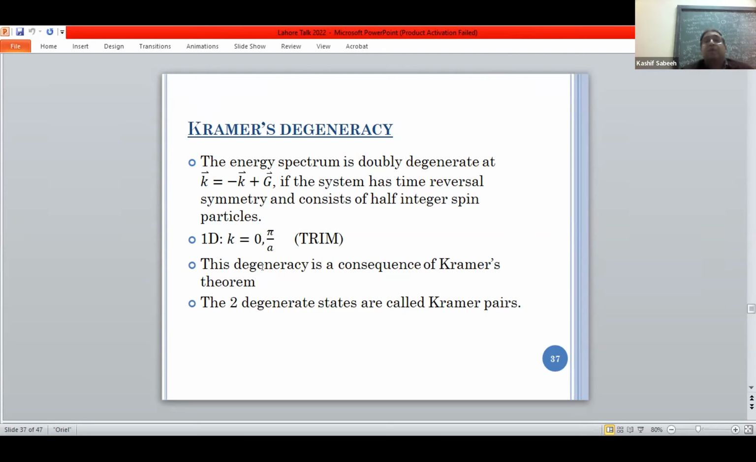So there's a degeneracy which is a consequence of Kramers' theorem. There are 2 degenerate states which are called a Kramers pair. This is what I said. So in 1 dimension you have 2, in 2 dimensions you have 4. So it always goes as 2 to the power of the dimension. In 3 dimensions you have 8 time reversal invariant momenta.